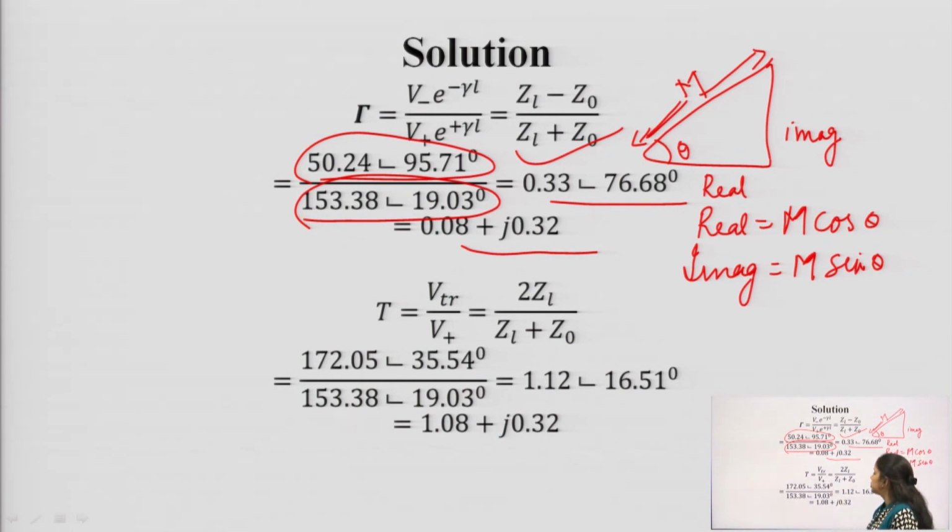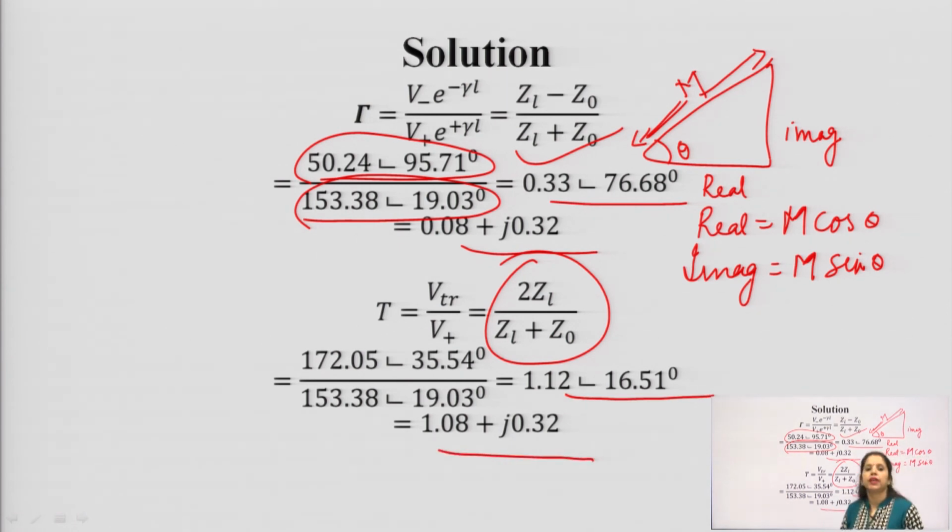And the transmission coefficient VTR upon V plus is given by this expression. We have the value of ZL, and we have solved it the same way: we changed the real and imaginary parts into the phasor form, received this result, and again changed that into the real and imaginary components. So in this lecture we have discussed the reflection and transmission coefficient, which is one of the most important parameters related to the transmission line. Without this we can't proceed further. Thank you for attending today's class.